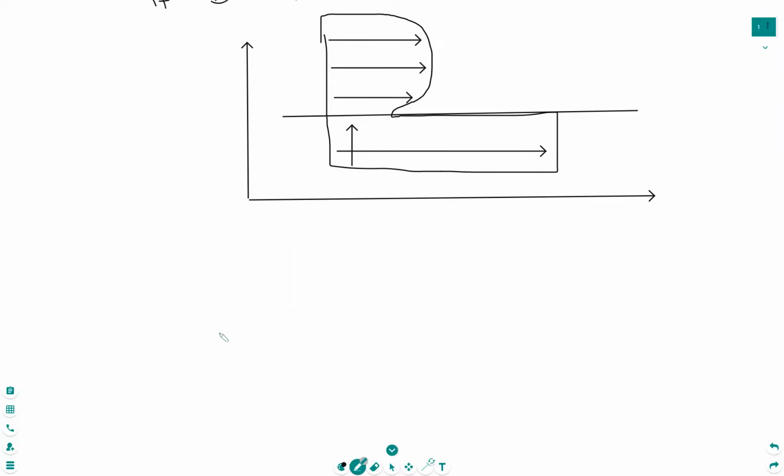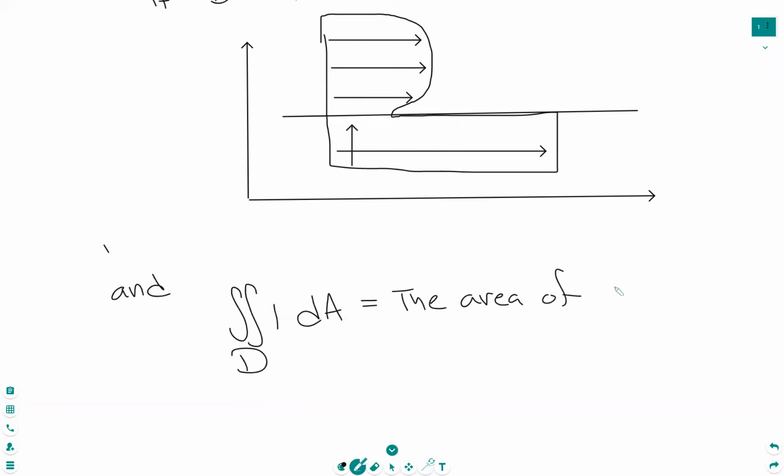Okay, and then one last thing. If I have the double integral over some region D where the integrand is equal to 1, this is the area of D.